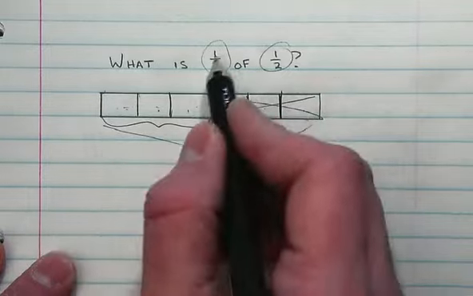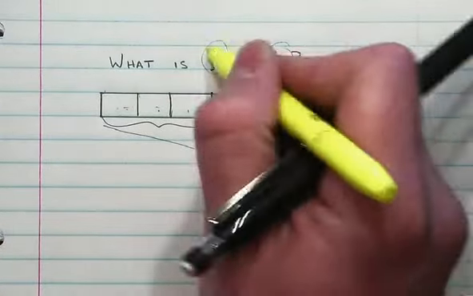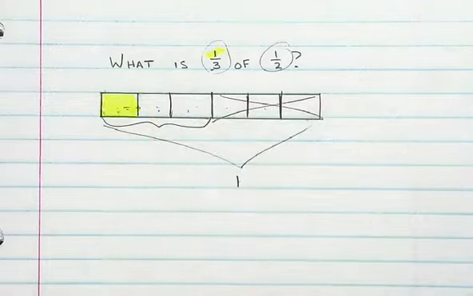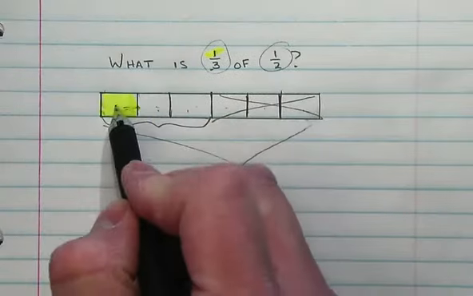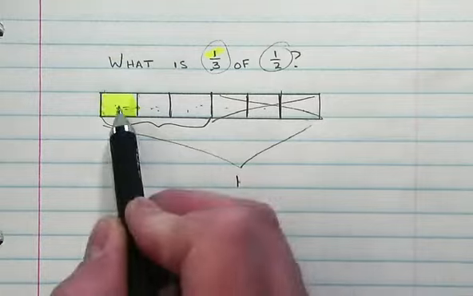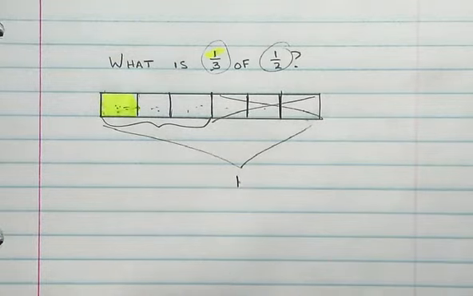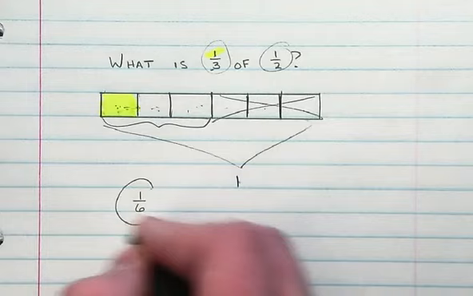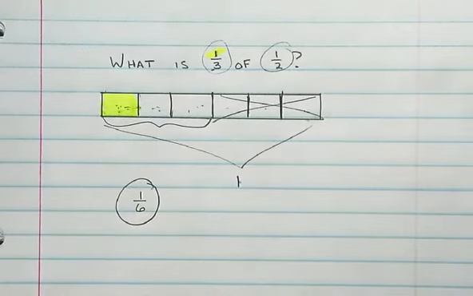And we want 1 out of those 3 pieces. So I highlight it. I have 1 out of the 3, and that means comparing to a whole, I have 1 out of 6 pieces. So our answer to this, a third of a half, is 1/6.